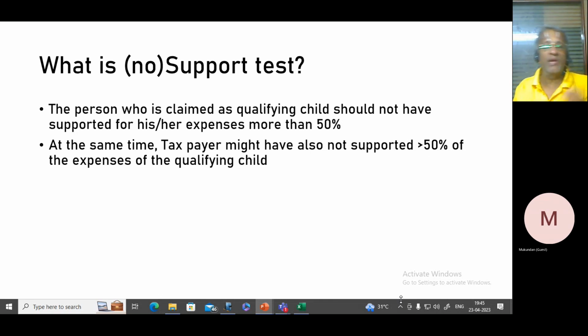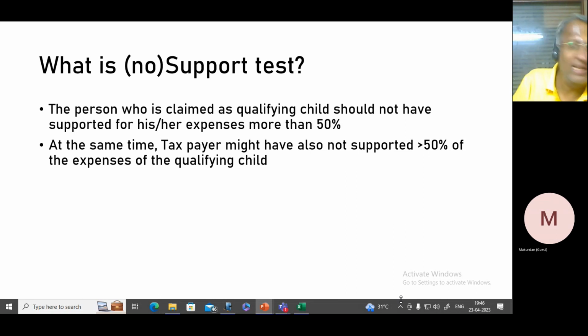At the same time, the taxpayer might also not have supported 50% of the expenses of the qualifying child. What do you mean by that? See, you expect the target person not to have spent more than 50%. That would mean the target person might have paid 50% or less. That should not be misunderstood to mean that the taxpayer should cover the balance amount. Supposing the target person, A, spends 40% for his or her own expenses, there is no expectation that the remaining 60% should be supported by the taxpayer.